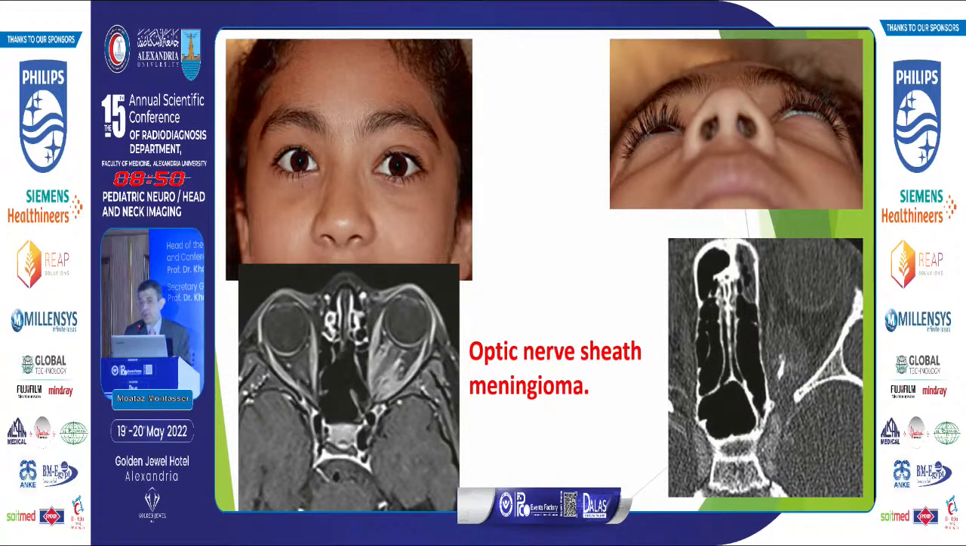In NF2, which is characterized by bilateral acoustic neuroma, optic nerve sheath meningioma may occur. And this is a case of left-sided perioptic meningioma with left-sided proptosis. You can see here the lesion is surrounding the optic nerve, showing characteristic tram track enhancement. And on CT, we may find linear calcifications along the lesion, giving also the tram track appearance.